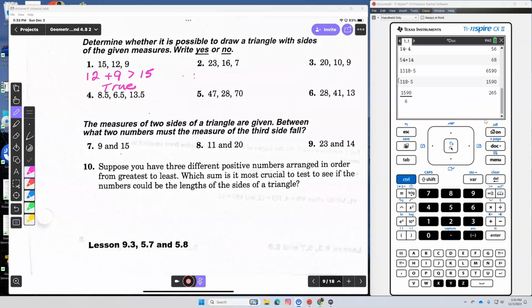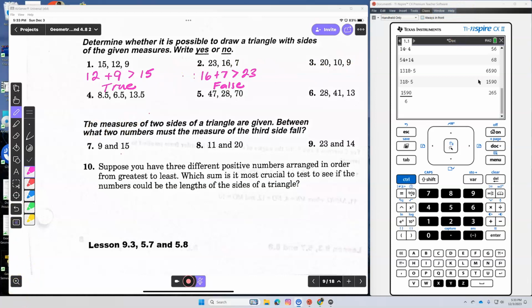For number 2, we have to determine whether the two shorter sides are longer than the third side. So we get 16 plus 7, and we have to check if that's longer than 23. Notice this is not going to form a triangle, because 16 plus 7 is 23, and it's equal, so this would be false. This would not form a triangle.